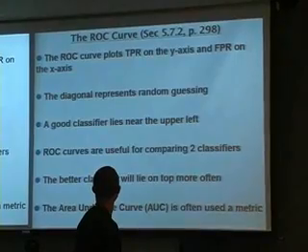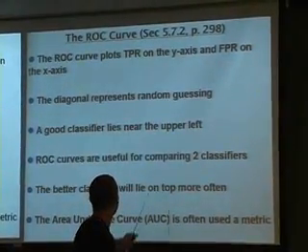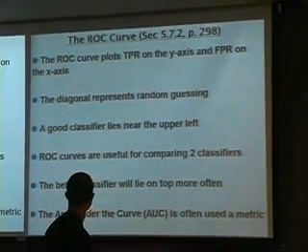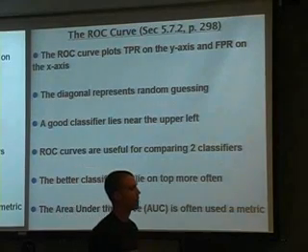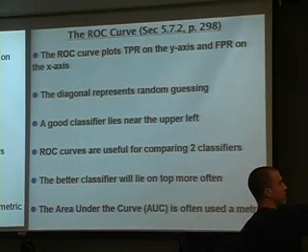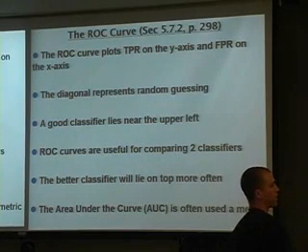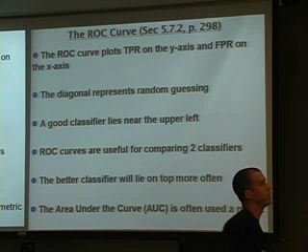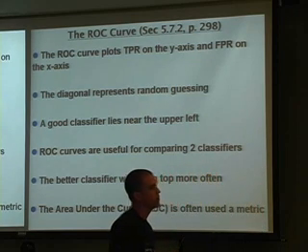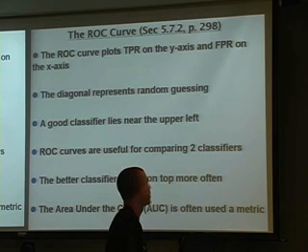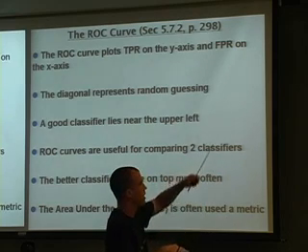These are useful for comparing two classifiers. The better classifier will be on top more often, right? Sometimes someone will say this classifier completely dominates the other one on the ROC curve, meaning that it's always above it. But if someone just computes classification error, you could just do better at one point. So you like to see if one really dominates the other. If they cross, then it's sort of questionable.